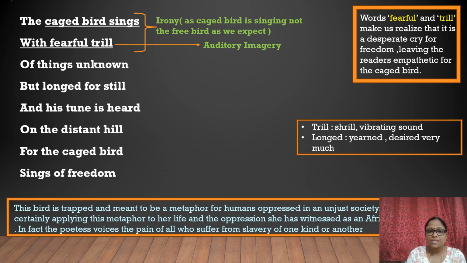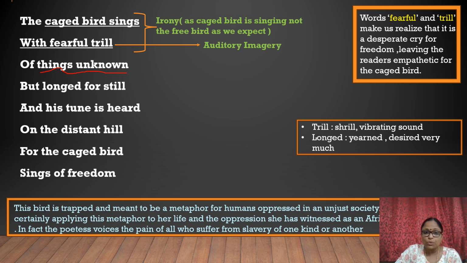The caged bird sings with a fearful trill of unknown things, but longed for still, and his tune is heard on the distant hill. For the caged bird sings of freedom. How does he sing? With a fearful trill. What does he sing? Things unknown. He doesn't know about freedom. Still he sings. Still he wanted to enjoy freedom. But longed for still, has been longing to get it.